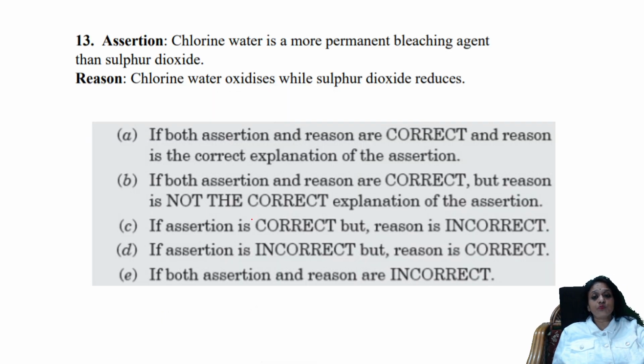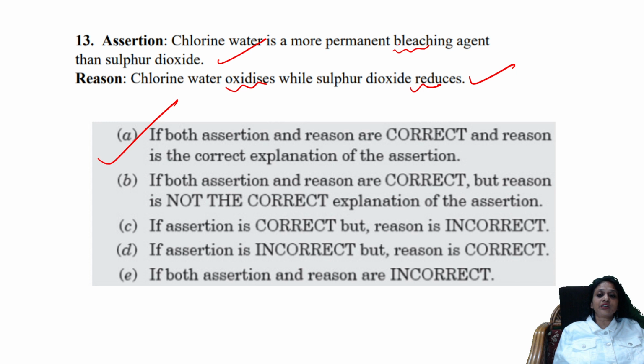Chlorine water is more permanent bleaching than sulfur dioxide. Yes, it's a permanent bleaching because it releases nascent oxygen. See here, suppose I have a page, I'll show you. So chlorine water oxidizes while sulfur dioxide reduces. Perfect. This is also right. The reason talks about the bleaching agent because of nascent oxygen, and it talks about oxidizing and reducing. Yes, both are right. Let's see.